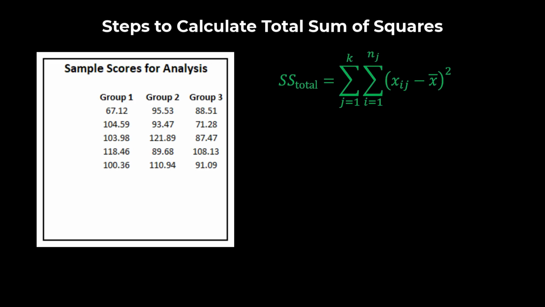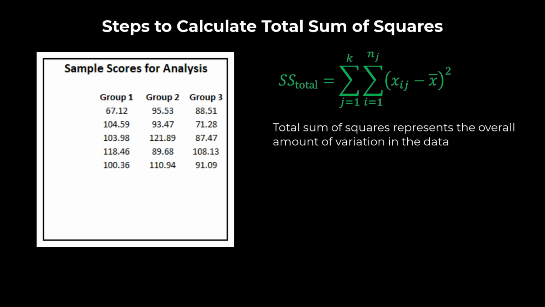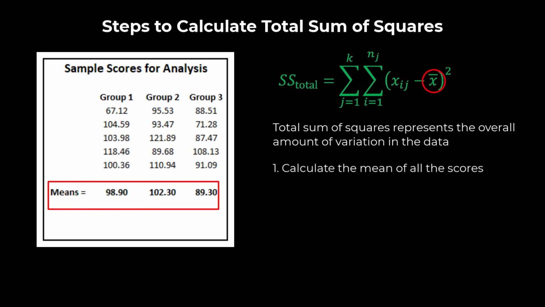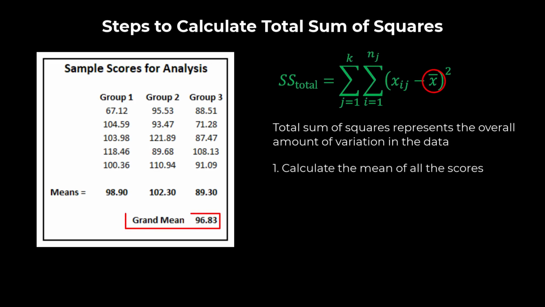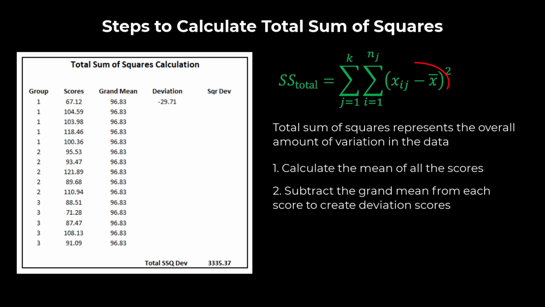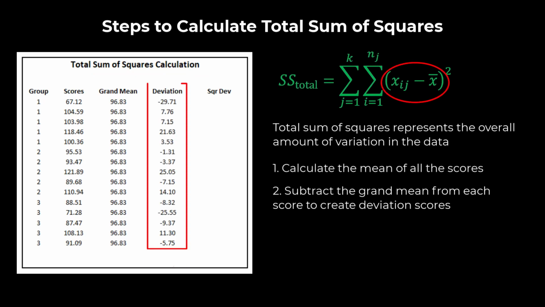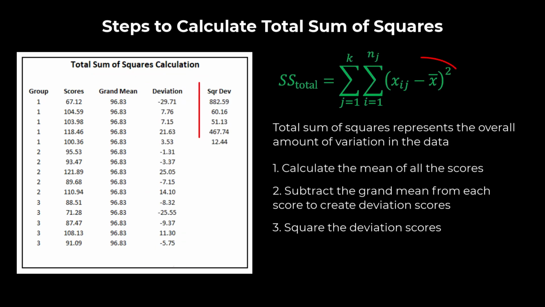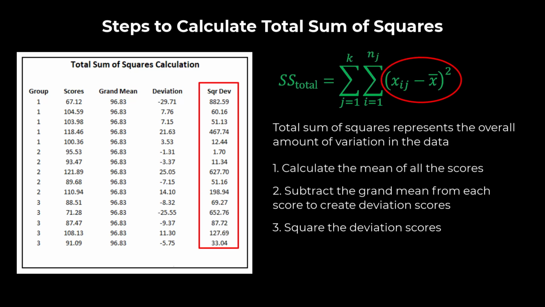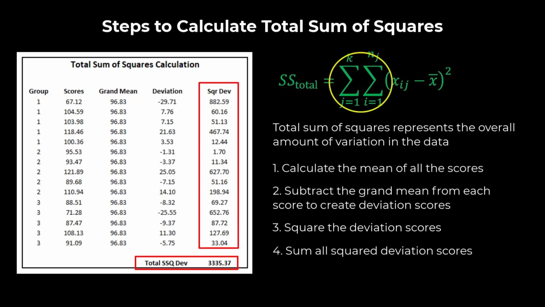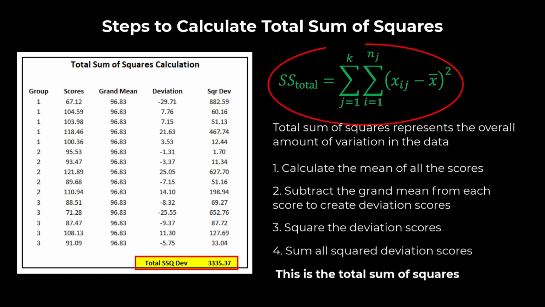First, we'll cover the total sum of squares. As we said, this value represents the overall amount of variation in the data. It is calculated in the same manner that the sum of squared deviations from the mean is calculated anytime we compute a variance. First, we calculate the mean of all the scores in our dataset. This is called the grand mean. Then we subtract the grand mean from each individual score to create deviation scores. We then square each of the deviation scores. Finally, we add all the squared deviation scores together. The result is the total sum of squares.